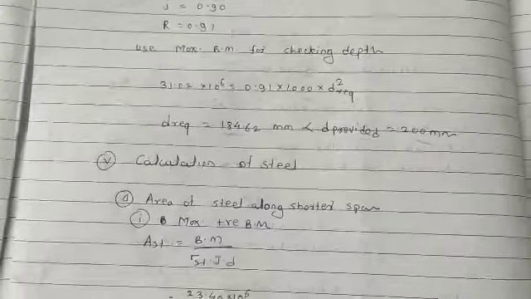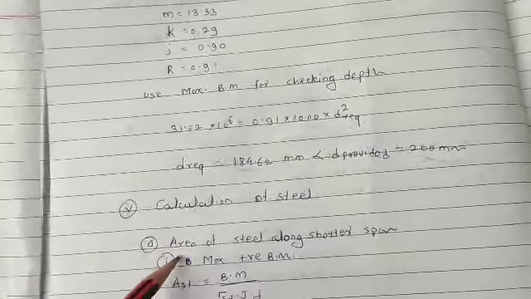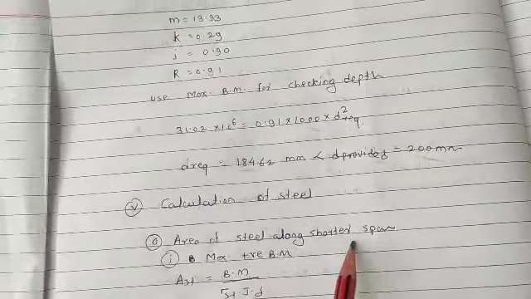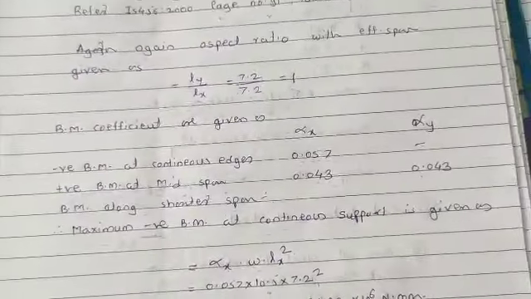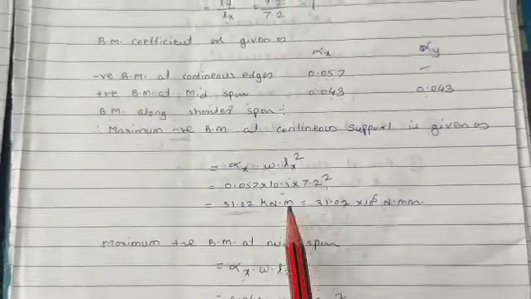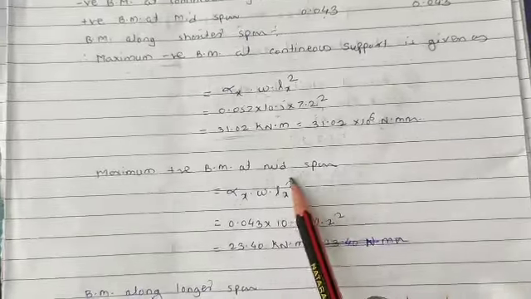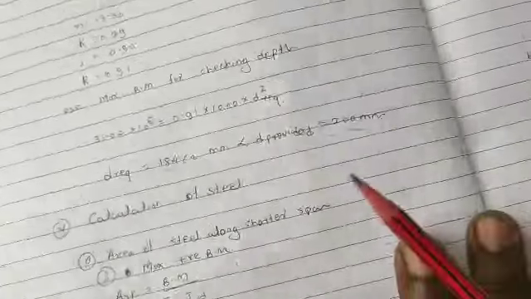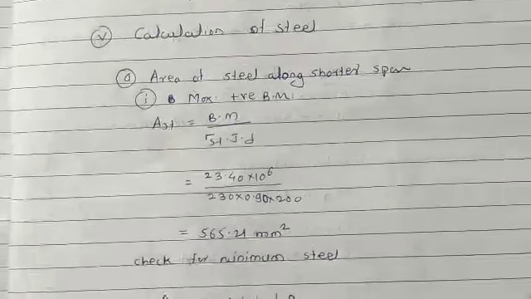Once we are getting the bending moments, then we have to go for the calculation of the steel. Now first step, we have to go for the calculation of steel along the shorter span. Along the shorter span, we are getting two bending moments. First one will be the negative bending moment, and second one will be the positive bending moment, which will be developed at the mid span of the slab. So we have to calculate the steel depending upon the positive bending moment and the negative bending moment.